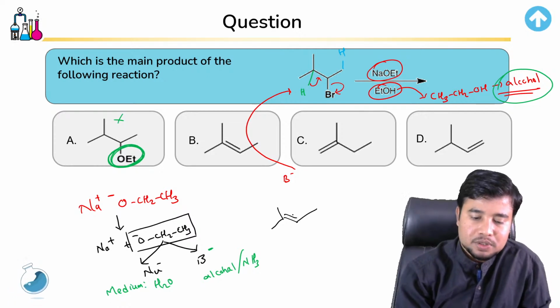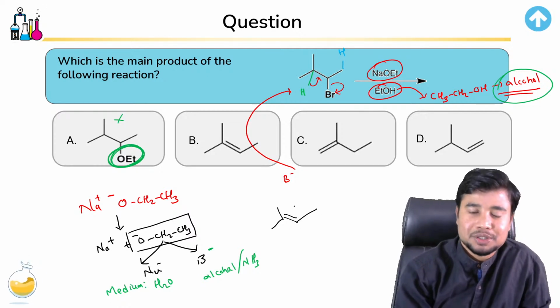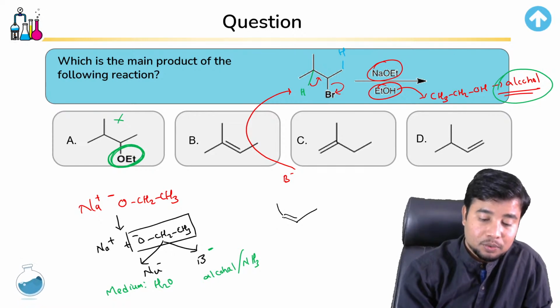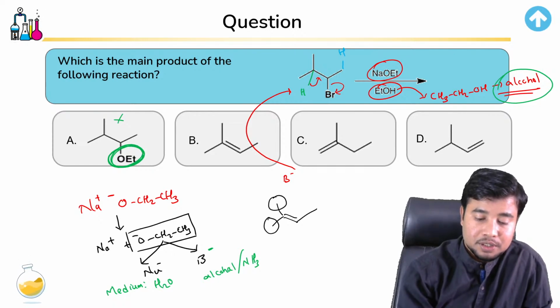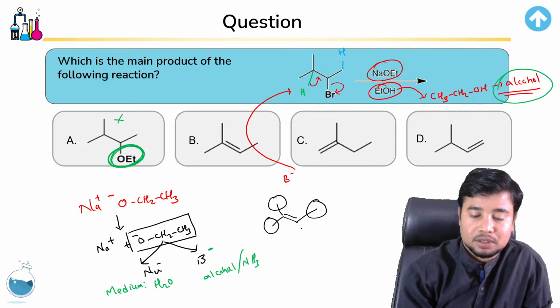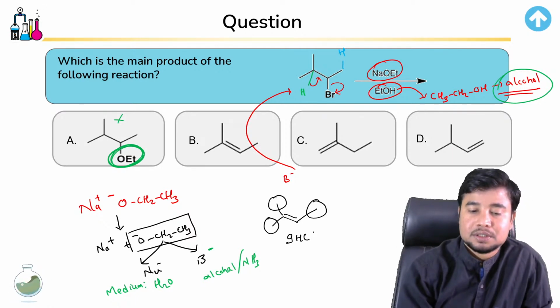All right, now we could just count the number of hyperconjugations. Let us see how many of you can count it really well. 3 over here, 3 over here, 3 over here. So total 9 hyperconjugations are possible.